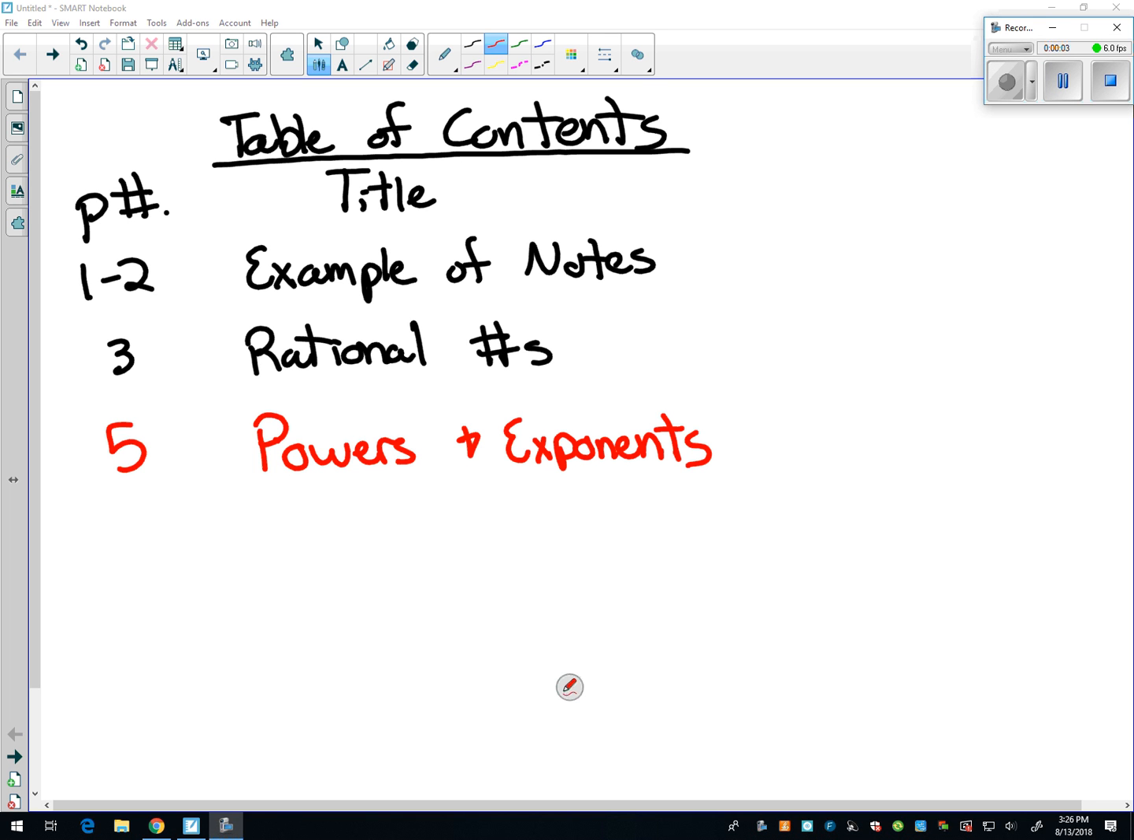Alright, this lesson is going to center around Chapter 1, Lesson 2, Powers and Exponents. I wanted to first show you what the table of contents page should say. You should have a new line in your table. Mine's going to start on page 5, yours might not start on the same page, so see what page you're at. Mine's starting at page 5, and I'm going to have written at the top of the page, powers and exponents.